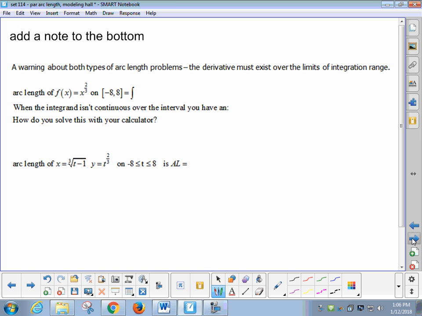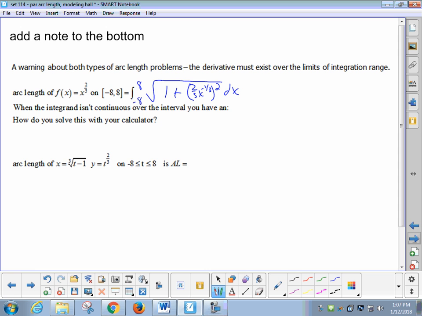I think in set 112, you had something like x to the 2/3, which it doesn't matter if you don't know the graph of that, but it's a Siegel function, on -8 to 8. And you were asked for the arc length, okay? Now, the arc length then would be, because this is not parametric, it's normal, it's the square root of 1 plus f prime squared. So 1 plus 2/3 x to the -1/3 quantity squared dx from -8 to 8. Okay?